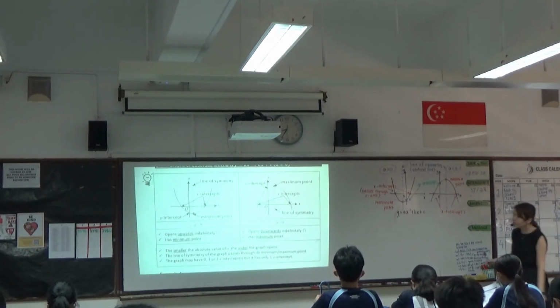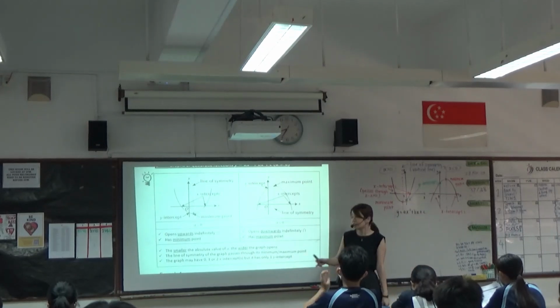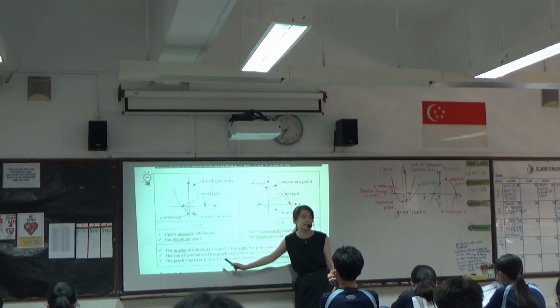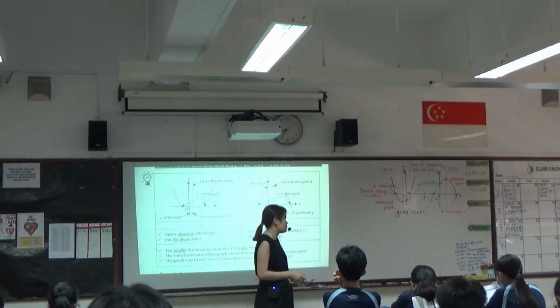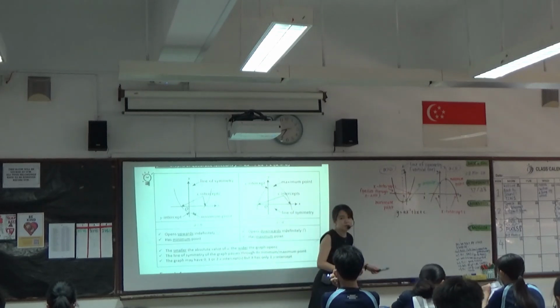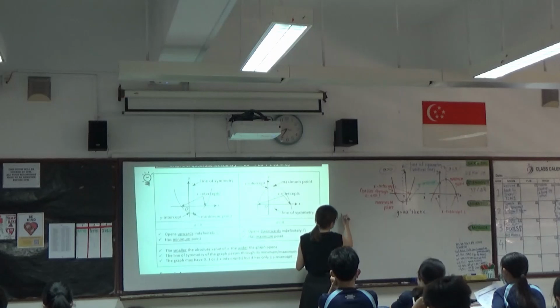Right? The last point that I want to cover in this set of notes is that the graph may have 0 x-intercept, 1 x-intercept, or 2 x-intercepts. We will explore that further when we hit set 3. But I want to demonstrate to you what no x-intercept, 0 x-intercept, looks like.